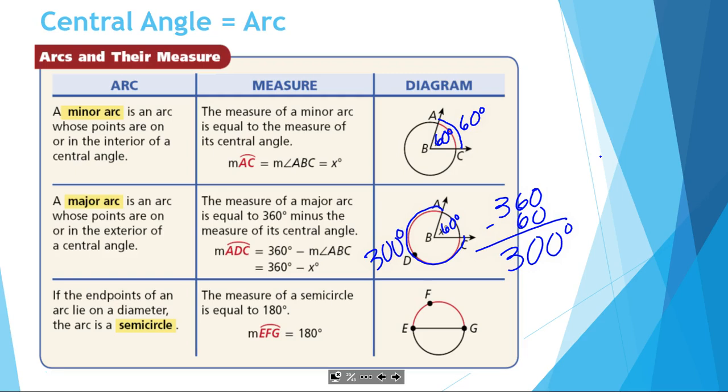Now, down here at the bottom, we have a semicircle, and we should all know that the measure of a semicircle is 180 degrees. Now, I want you to look for the problem in your problem set, and see which one we're going to use these properties with.